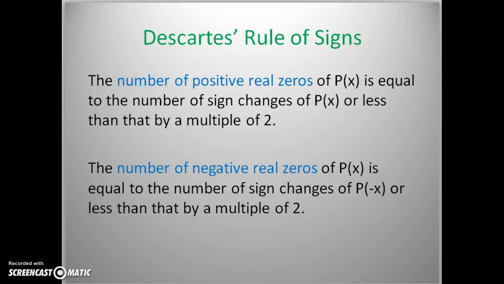Now this tells us about the number of real zeros. These zeros can be rational or they can be irrational. So we're going to use both the rational root test and Descartes' rule of signs to help us find the real zeros of two polynomials.